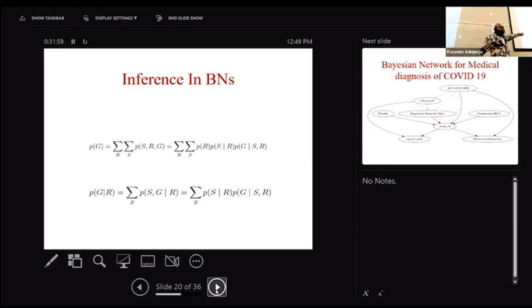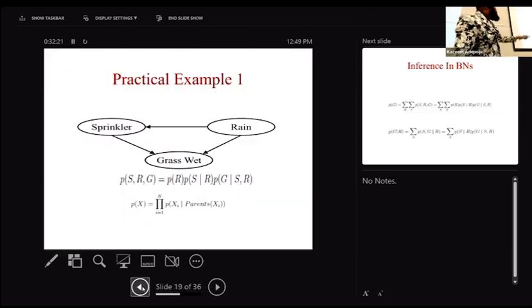And what if I'm interested in the probability of my grass is wet given rain? This guy here, the probability of my grass is wet given rain. Then don't forget, two things actually depend on rain. Let's go to the structure. What are the two things that depend on rain? The grass wet depends on rain. Sprinkler also depends on rain.